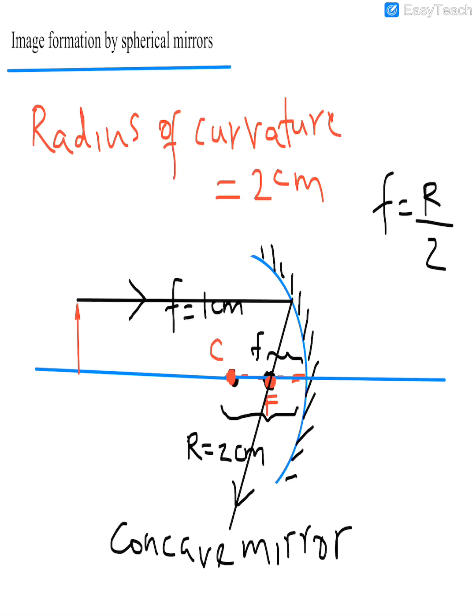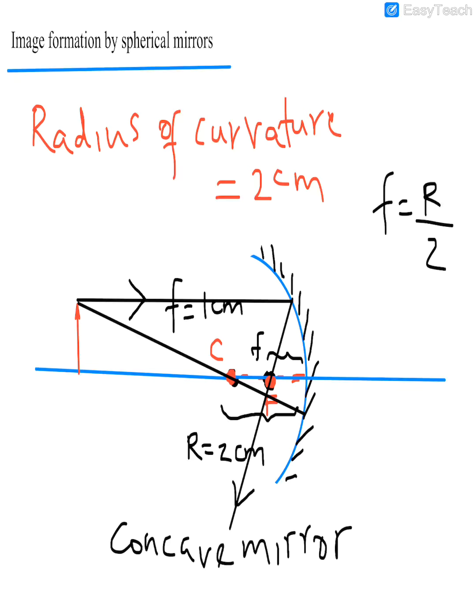You are having a rule that a ray which is passing through C, center of curvature, after reflection it will retrace the path. That means if a ray is passing through center of curvature, then after reflection it will come back in the same path. So I am drawing a ray through C.